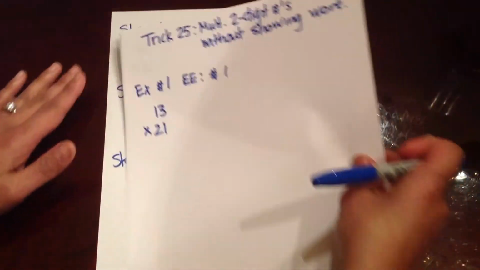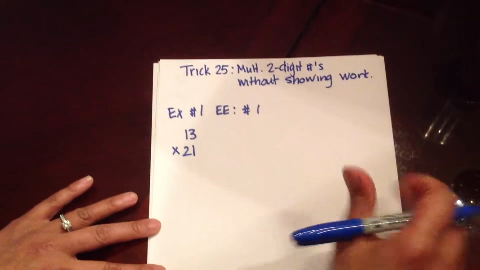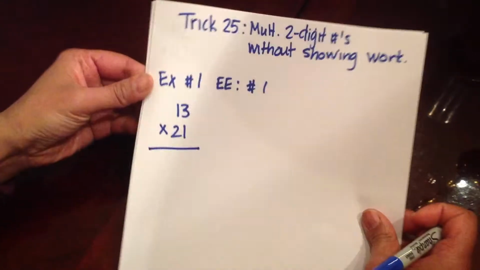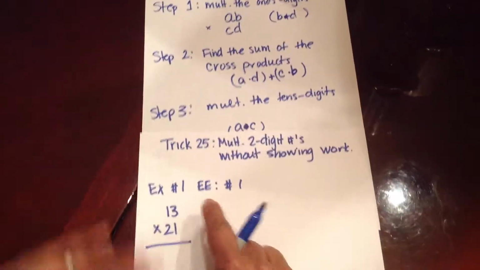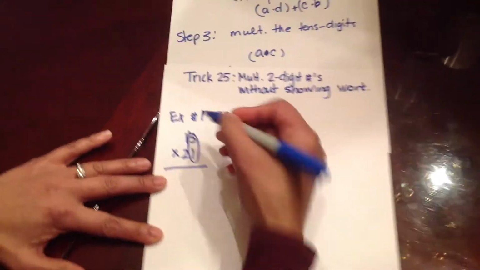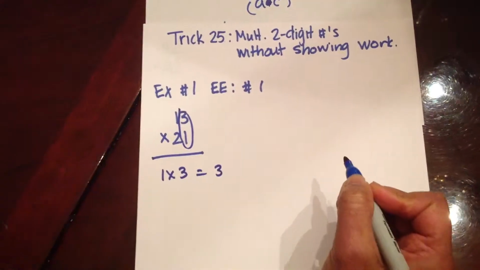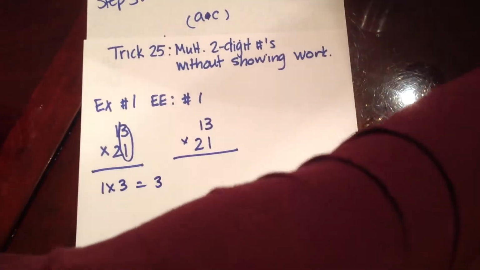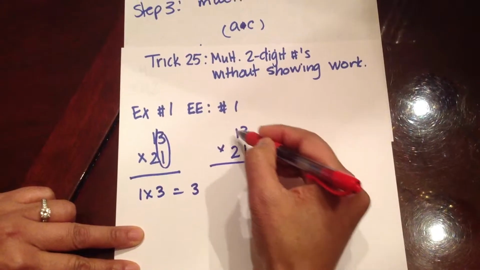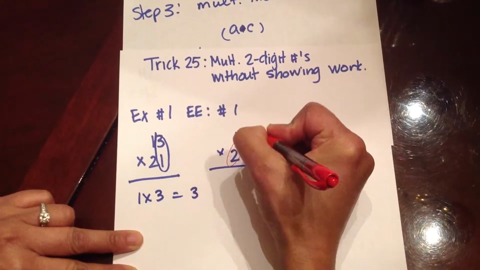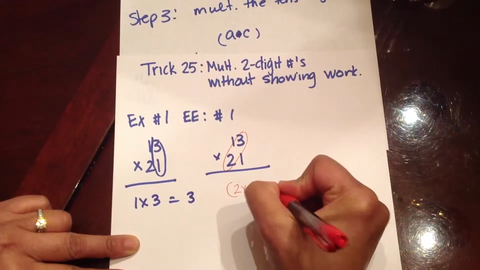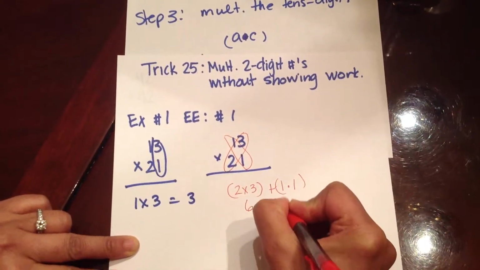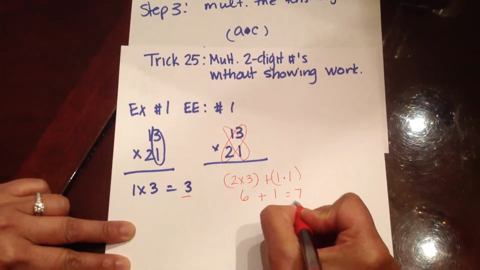I'm going to illustrate this by using one of the elementary examples, which is 13 times 21. The first step would be to multiply the ones digit. The ones digits are 1 and 3. So 1 times 3 is 3. Then the next step is to find the cross products and then add them. So I would multiply 2 times 3 and then add it to the product of 1 times 1. So 2 times 3 is 6 plus 1 is 7. So now we have 3 and we have 7.